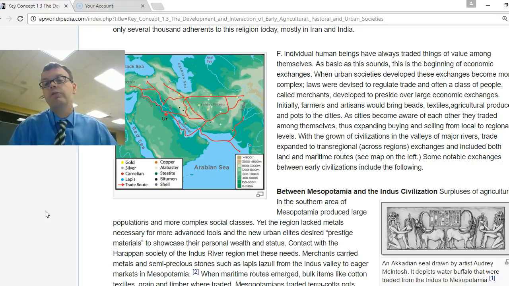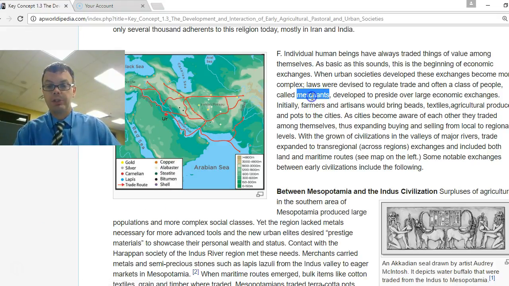F. Individual human beings have always traded things of value among themselves. As basic as this sounds, this is the beginning of economic exchanges. When urban societies developed, these exchanges became more complex. Laws were devised to regulate trade, and often a class of people called merchants developed to preside over large economic exchanges. Initially, farmers and artisans would bring beads, textiles, agricultural products, and pots to the cities. I'm going to have you stop right there.